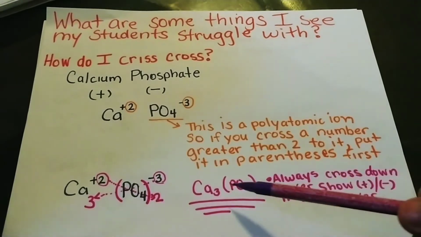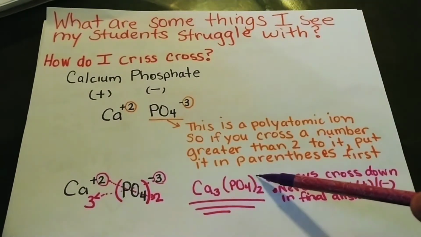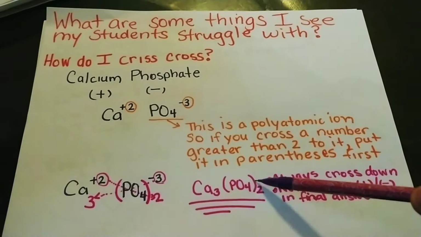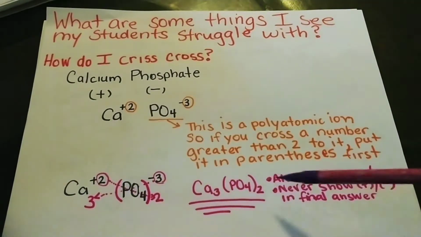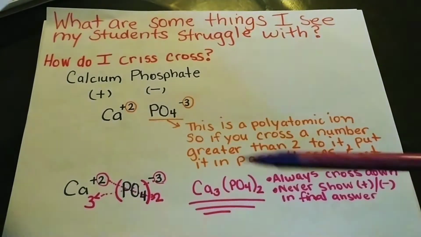Okay? Remember, always cross down. You should never have numbers floating up on here, which is what I saw some of you doing. You're never going to show pluses or minuses in your final answer. This is what it should look like.